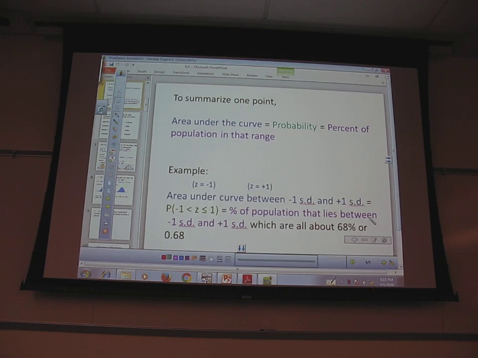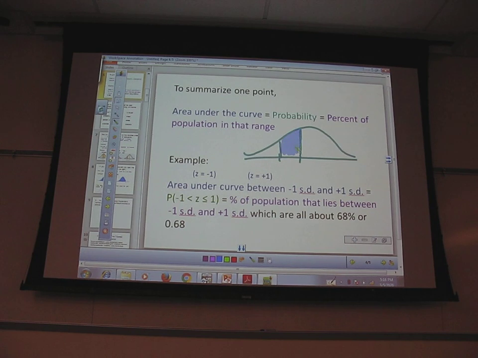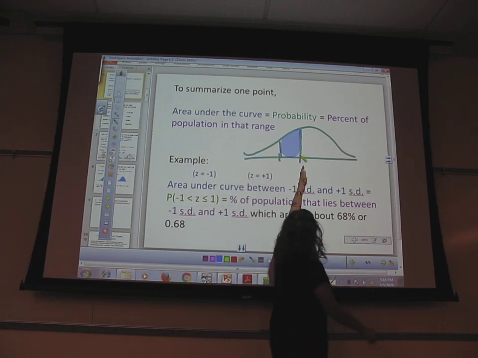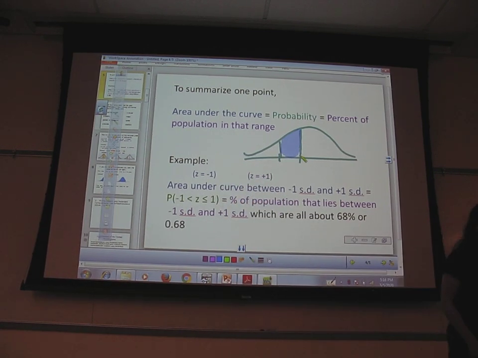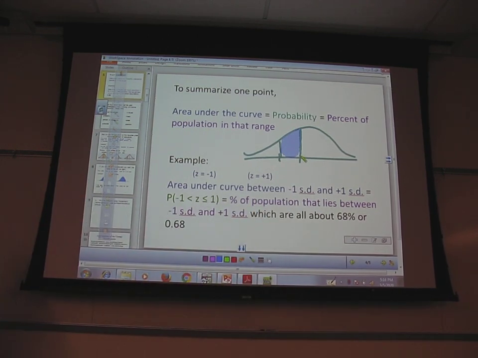Alyssa Q, go ahead and read. To summarize one point, area under the curve equals probability equals the percent of population in that range. Thank you. So your area under the curve is the same thing as your probability. Here's my area under the curve, here's my 2 z-scores, 2 values. This area under this curve is the same thing as the probability that someone is between these two values, which is the same thing as the percent of population that is between these two values. So those are the same thing.